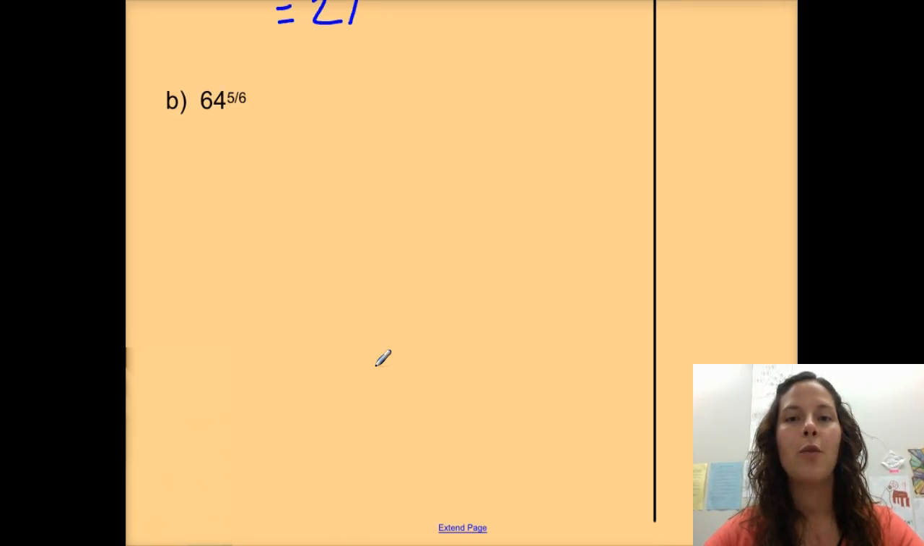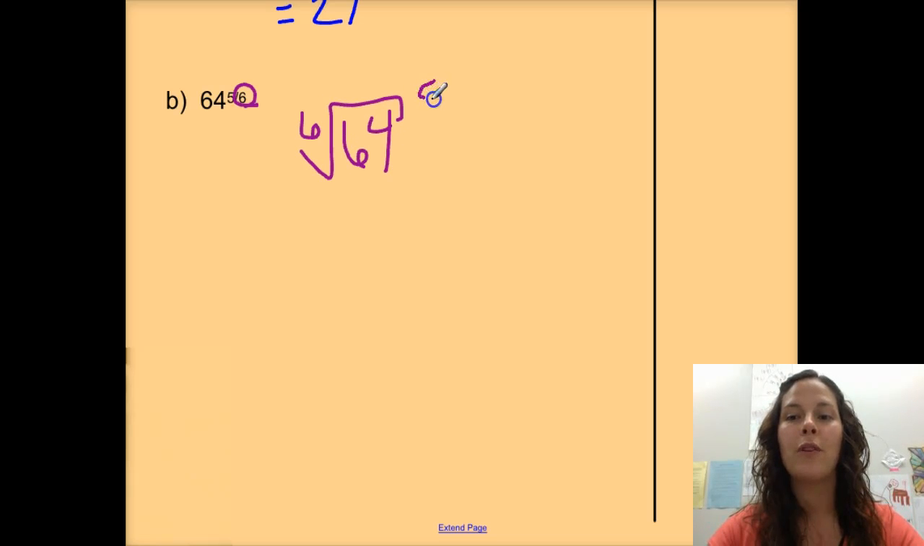Next we have 64 to the 5/6 power. So again, that 6 is our root, so I will be taking the 6th root of 64, raised to the 5th power. The 6th root of 64 is 2, and 2 to the 5th power is 32.